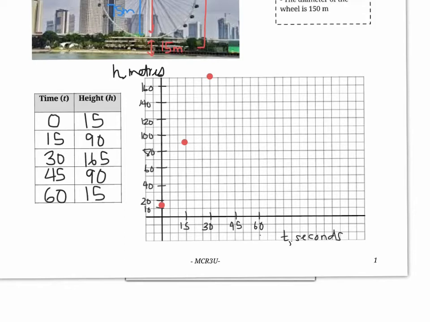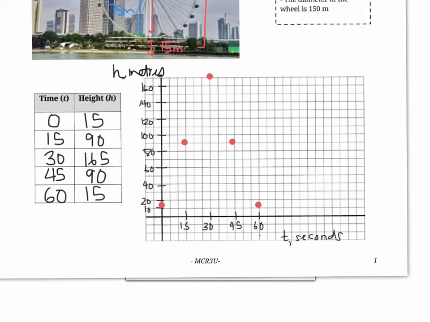And then we've got 45 back to 90, which is right here. And 60 back to 15. It's going to look like this. So if we were to connect it, these are not going to connect in linear lines, and that's because the height is not changing in a linear fashion.